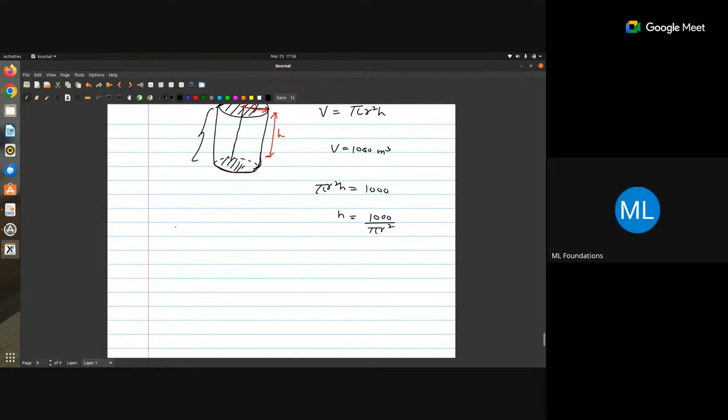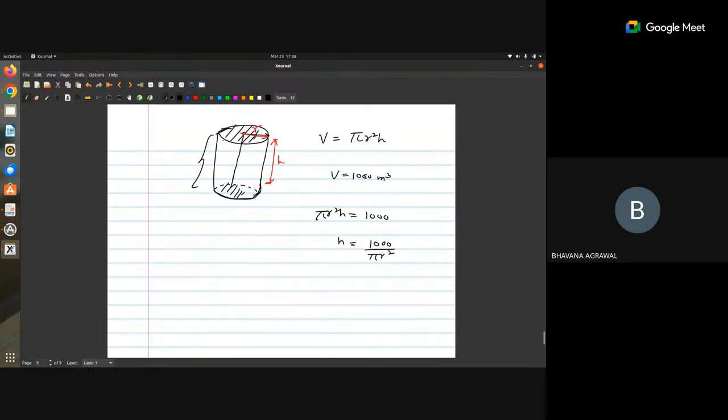So what will be the cost now? The total cost. So make the upper and bottom part. Upper and bottom part area is pi r square, and it is twice, so 2 pi r square. And the cost of 1 pi r square is 2000, so we multiply it by 2000. Because this is circular, it is pi r square and this is also pi r square.